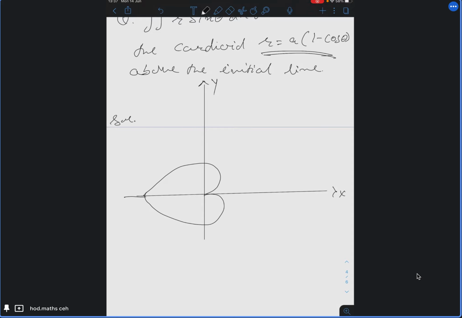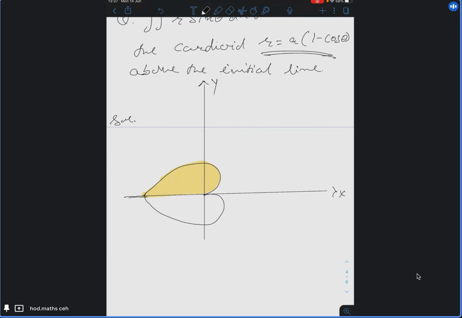But the region of integration is mentioned as above the initial line. So when I say above the initial line, the curve is this much only. So this will be the region of integration. Now I have to find my limits.